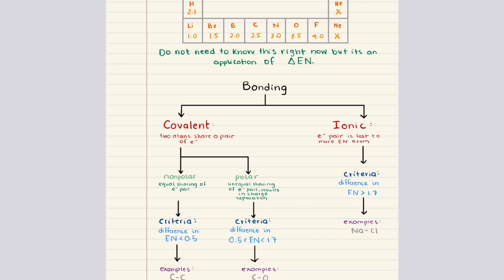The difference in electronegativity between two atoms is denoted as delta EN, which is simply found by subtracting the smaller electronegativity from the larger one. For example, let's determine the electronegativity difference for carbon and oxygen. We would simply take the difference, 3.5 minus 2.5, that gives us a difference of 1. So the difference in electronegativity for a carbon-oxygen bond is going to be 1.